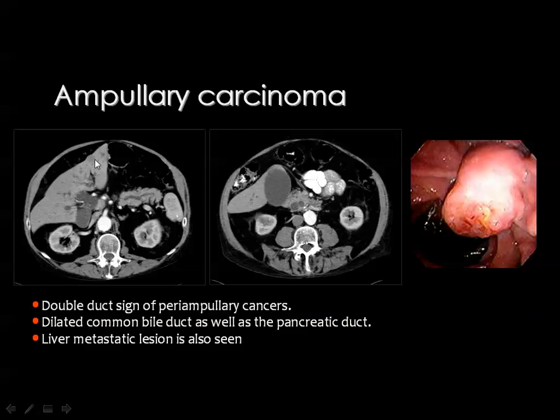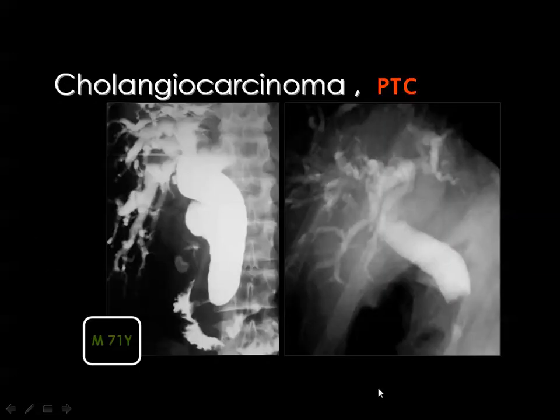And here is another example: dilated intrahepatic biliary radicals, dilated common bile duct, and dilated common pancreatic duct, but the pancreatic head is good and there are no calculi inside, and the endoscope shows a mass which is centered at the region of the ampulla of Vater.